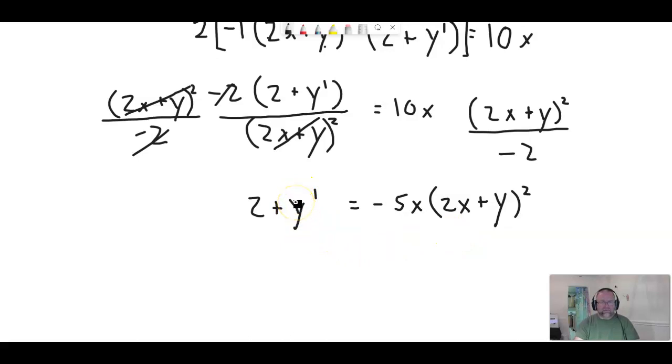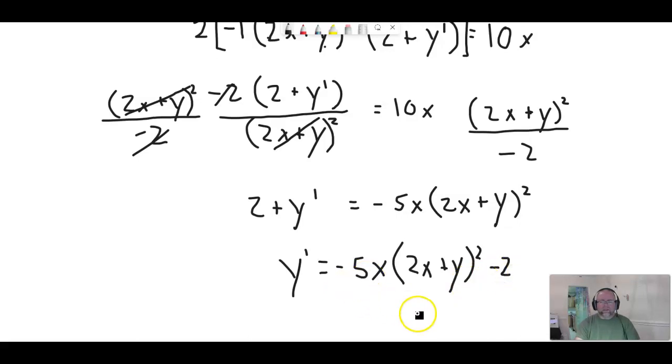The only thing I need to really do now is just subtract 2 from both sides. And I'm going to get y prime is equal to negative 5x times 2x plus y squared, minus 2. All right, so this should help you in answering question number 2.